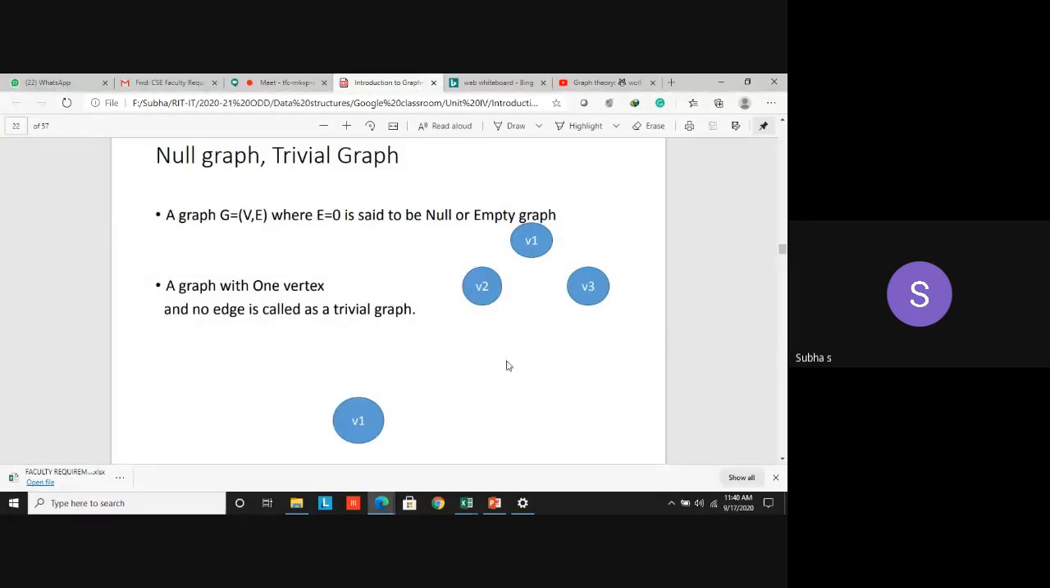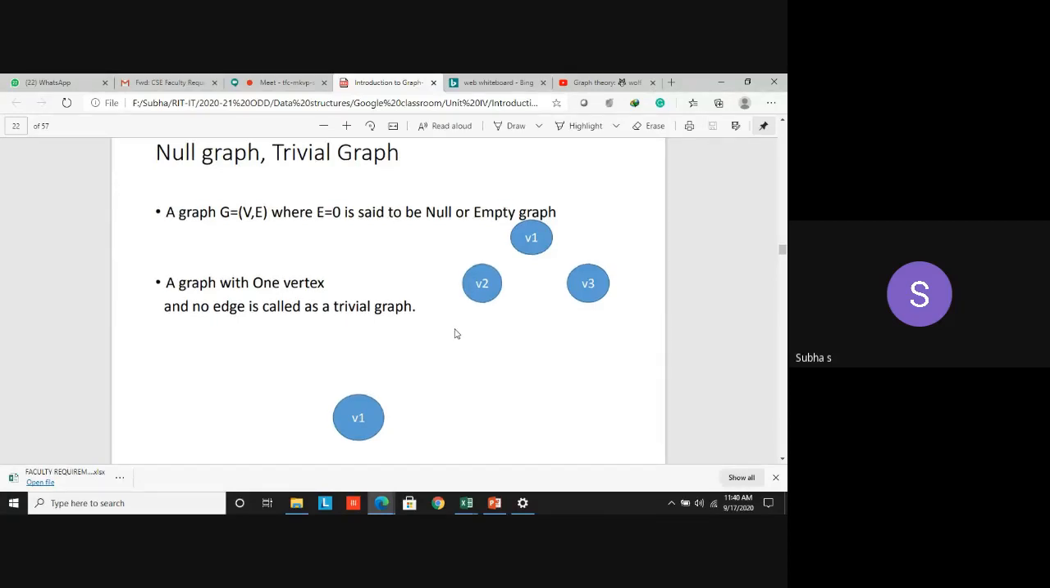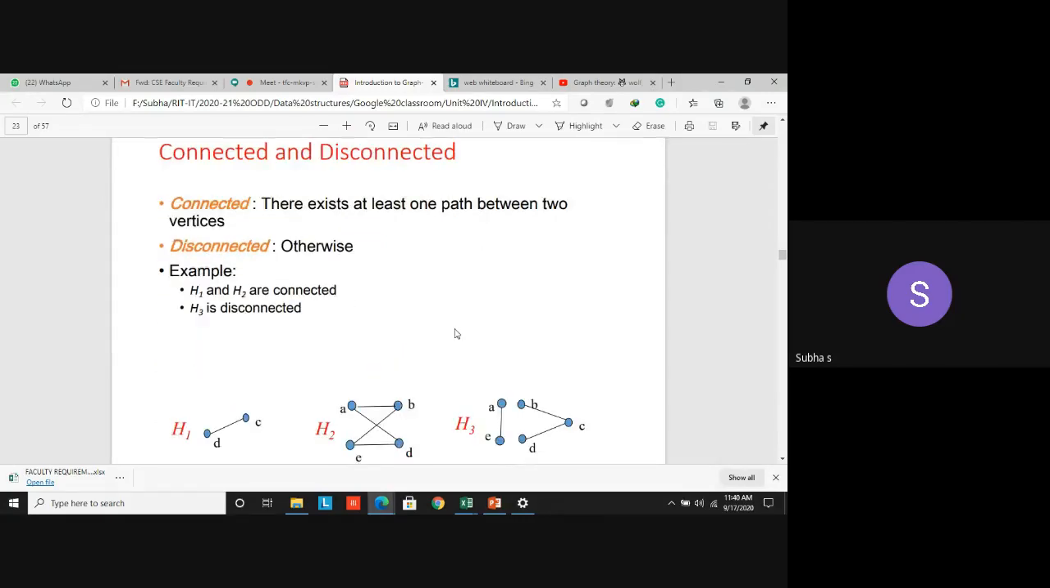So in a null graph, you can have more than one vertex. You will have at least 2 or 3, 4, more than one vertex. But in a trivial graph, you have only one vertex but no edge. These are the two variations of graph. Then with this I had stopped.